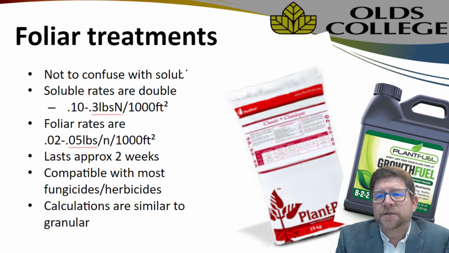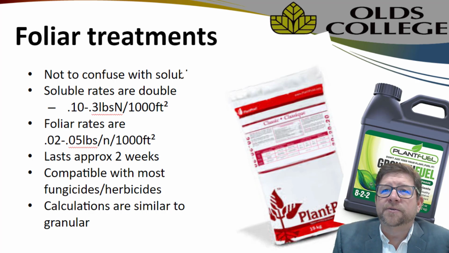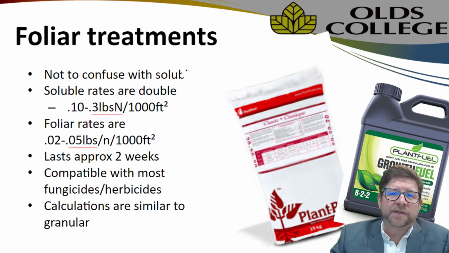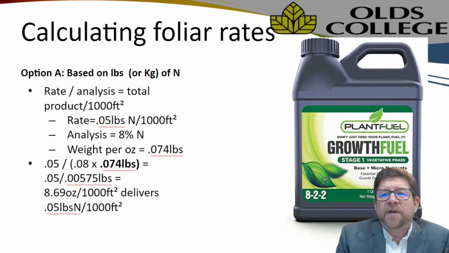But foliar fertilizer calculations are very similar to granular with one exception. What we've got to do when we're figuring out foliar rates is figure out their net weight per pound or per ounce. And again, without wasting too much of your time going through mathematics, it's still rate divided by analysis, but your analysis needs to be multiplied by the weight of the product. If you want to calibrate per ounces or you want to base it on pounds, this is the one option, basing your rate on pounds of nitrogen.